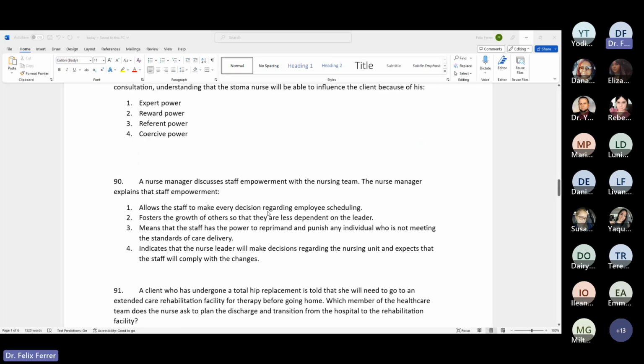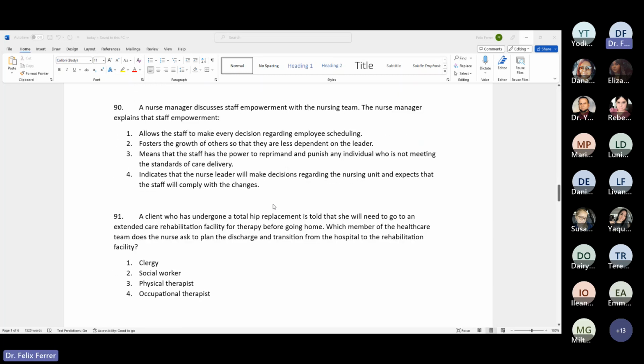A nurse manager discusses staff empowerment with the nursing team. The nurse manager explains the staff empowerment.